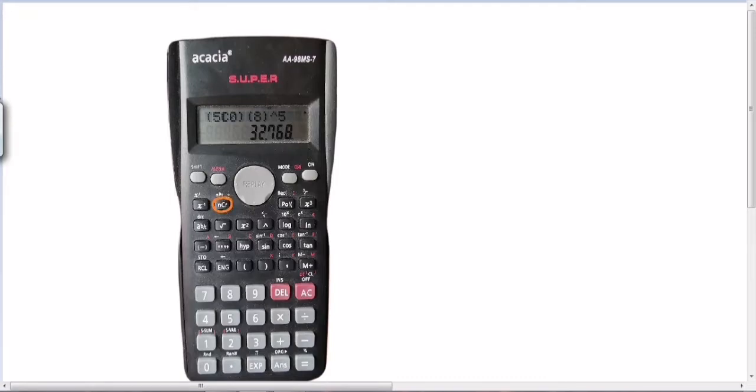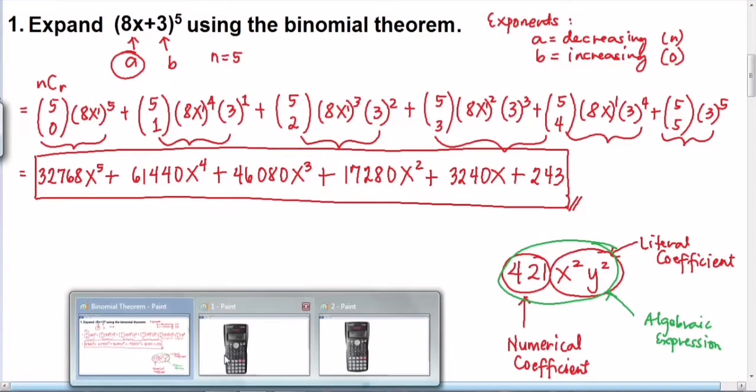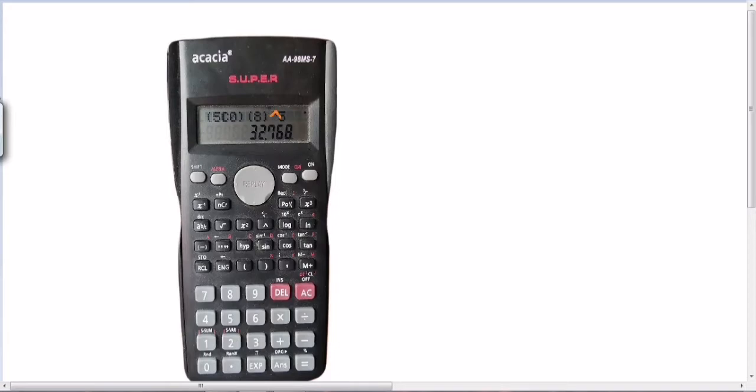Hindi na kayo mag-shift. So, diretso kayo. Kasi ang naka-shift dyan, pag shift nyo, yung permutation, yung nPr. But ang kailangan natin yung C. So, diretso yan. Pagka-input nyo nito, open parenthesis, tapos 5, tapos yung C agad, tapos 0. Tapos close parenthesis. Okay? Tapos, open parenthesis na naman para dun sa 8. Tapos, input si 8. Tapos, close parenthesis. Tapos, yung raise, kasi naka-raise yan. Raise to, 8 raised to 5. So, yung raise dyan sa calculator nyo is yung parang bubong. So, raise to, tapos 5. So, equals nyo, ayan. Same answer. 32,768.